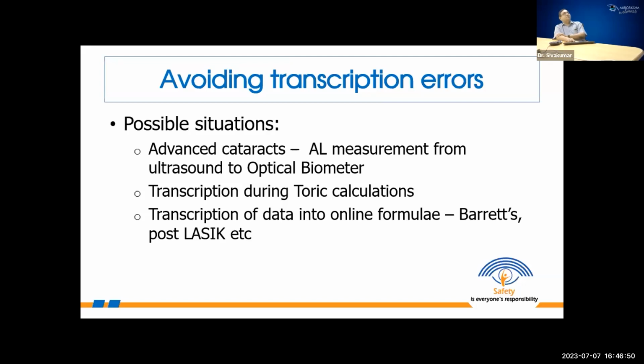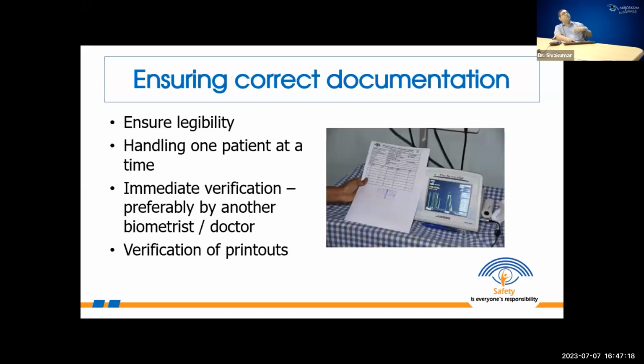We can avoid transcription errors. The possible situations are when there's an advanced cataract and you have started measuring on the optical biometer and you shift the patient to ultrasound. And when you transcribe these values to the optical biometer, there can be mistakes. Transcriptions are also necessary when we're doing toric calculations on the manufacturer's website. And again, transcription of data would be necessary for online formula usage like Barrett's and in post-LASIK.